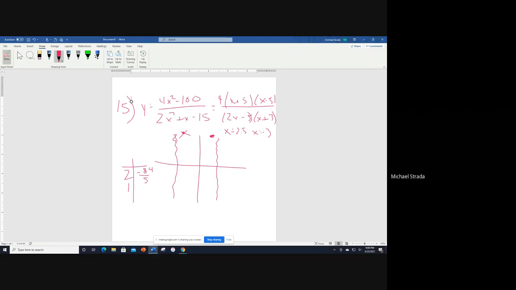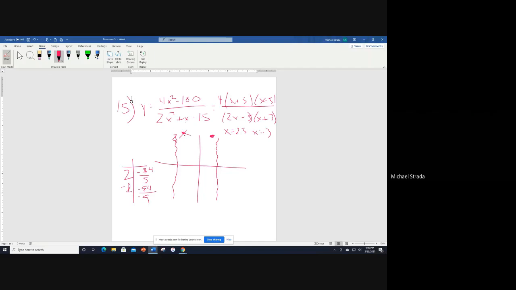Now I'm going to plug in negative 2 to see what happens on the other side of it. Negative 2 squared is 4. 4 times 4 is 16. Once again, I got negative 84 on the top. The bottom, negative 2 squared is 4. 4 times 2 is 8. 8 minus 2 is 6. 6 minus 15 is negative 9. So that makes that positive as well, negative 84 over negative 9.